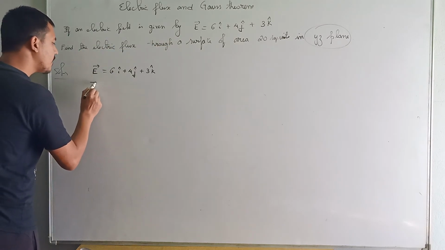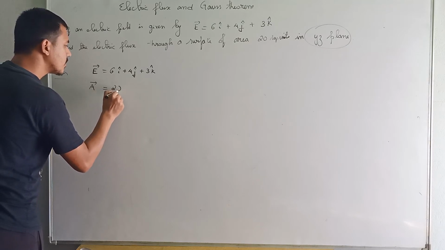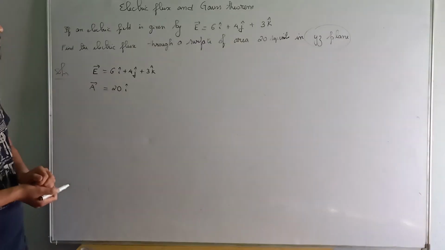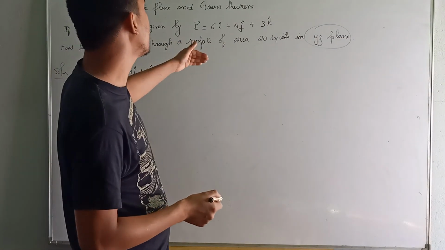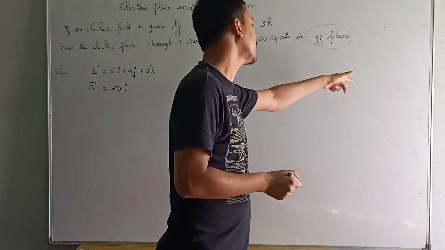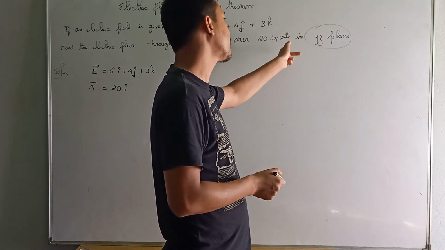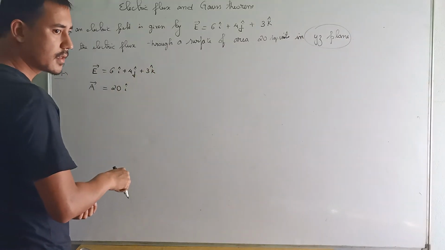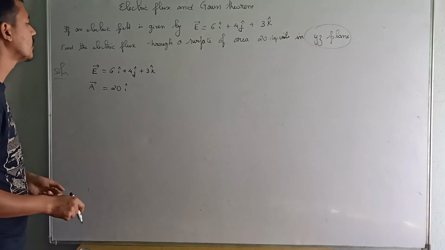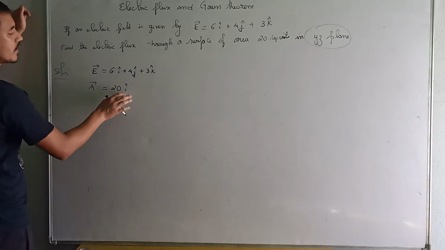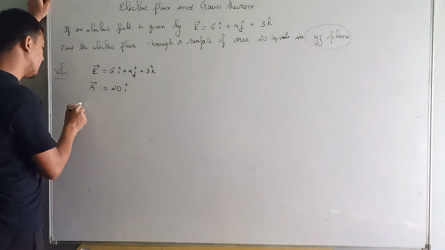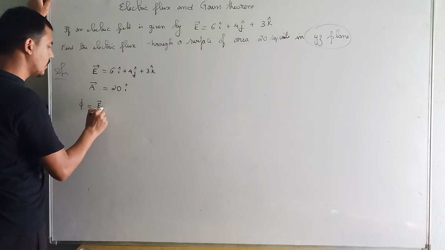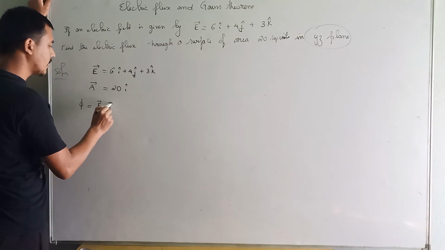So your area vector will be 20 I cap, because the area will be directed perpendicular to the YZ plane. That means along the x-axis. The direction of the x-axis is represented by I cap, right? Therefore, your electric flux will be E dot A.